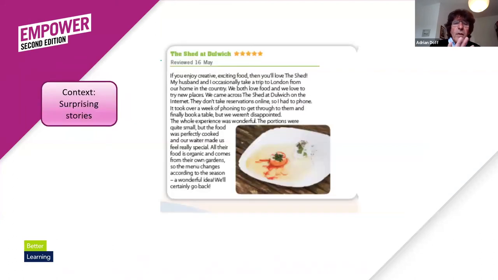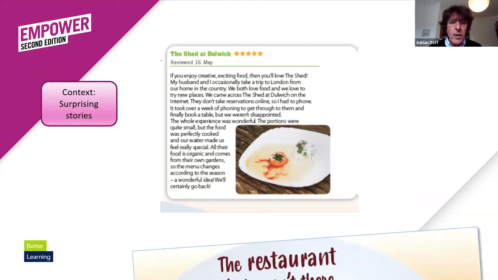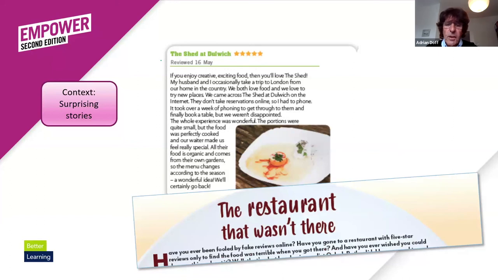Okay, another way of arousing curiosity is, of course, through texts. And here's an example, I think, again, from B2 level. As you can see, this is a review of a restaurant called The Shed at Dulwich, which is in London. And you can see it got 5 stars. And this restaurant got rave reviews on TripAdvisor. Only one strange thing about all this was that the restaurant didn't exist.